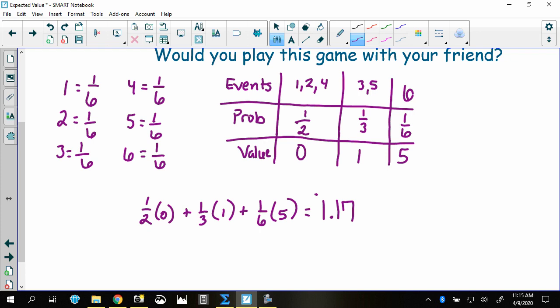So you could win $1.17 for this game. So that would be a good idea to play this game with him. Because you could win money, you're more than likely going to win money. And you don't have to pay anything, so you're more than likely going to win $1 at least. Okay, so that sounds like a good thing to do.